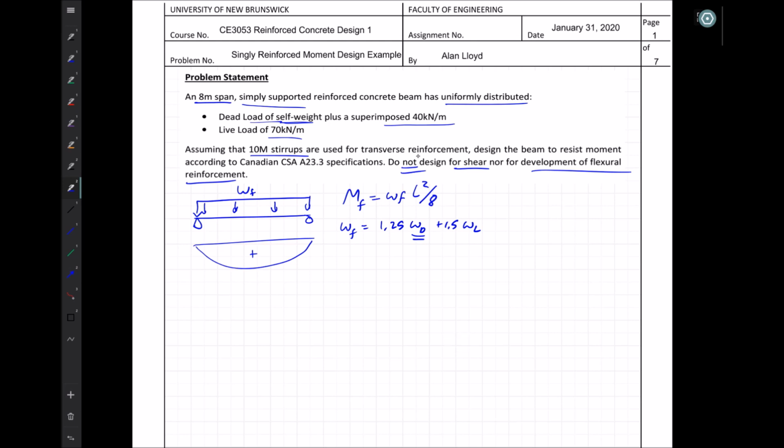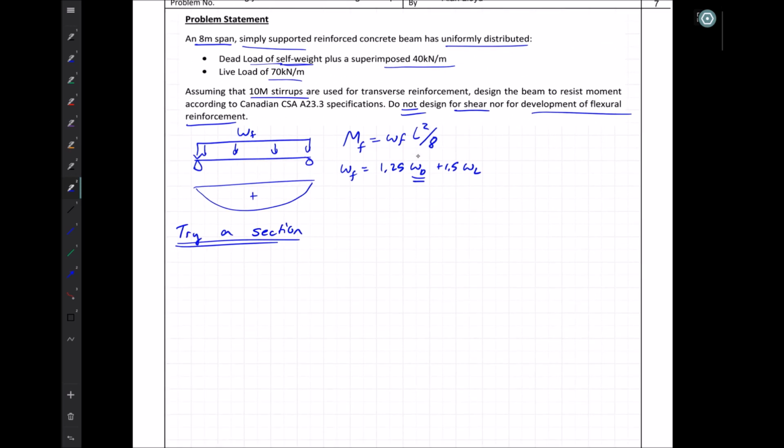Let's look at how we get the self-weight of the beam itself. To do this, we have to try a section size. We have to basically guess. Now, the magnitude of our guess comes with some experience. I'm going to guess a beam of size 800 millimeters by width 500.